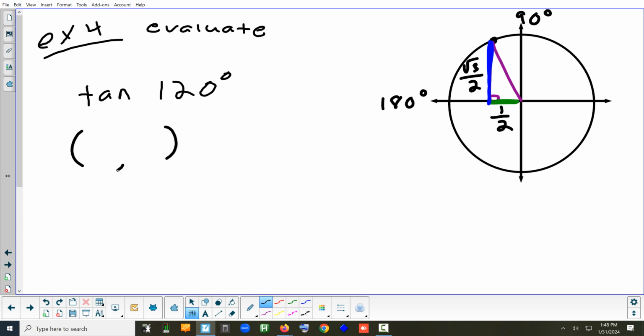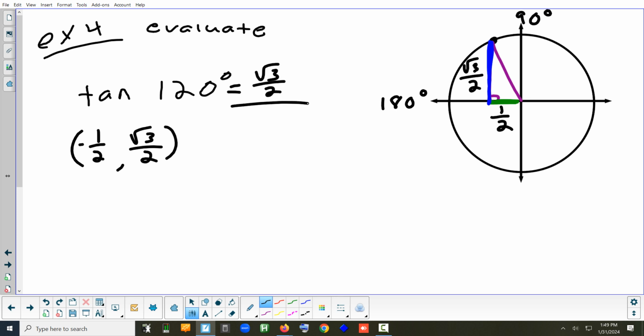How about the coordinate now for 120 degrees? Negative 1/2, square root 3 over 2. And now the tangent. What's my formula for tangent? Y over X.